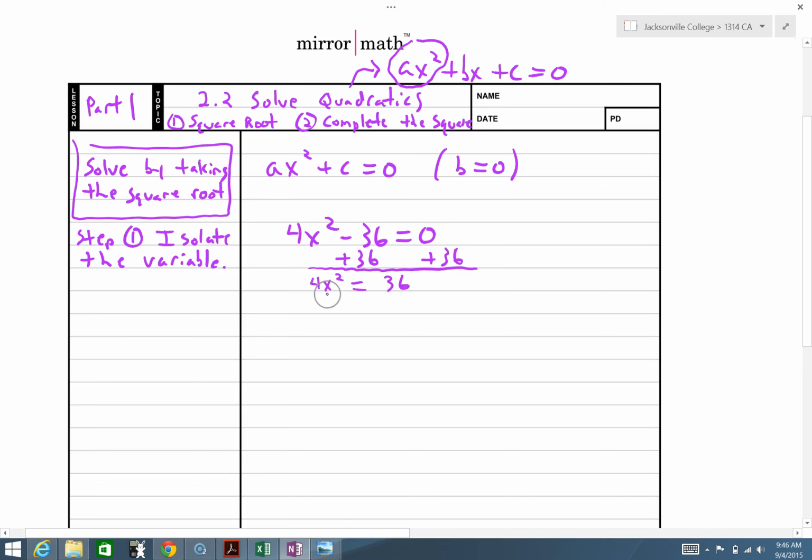Now I still need to isolate this variable, so I need to undo this 4 times. I will divide both sides by 4. When I divide both sides by 4, I'm left with x squared, and 36 divided by 4 is 9. That completes step 1, isolating the variable. We know x squared is equal to 9. Step 2: take the square root.